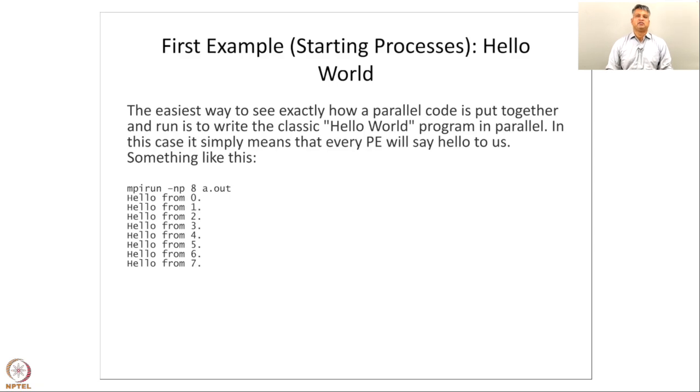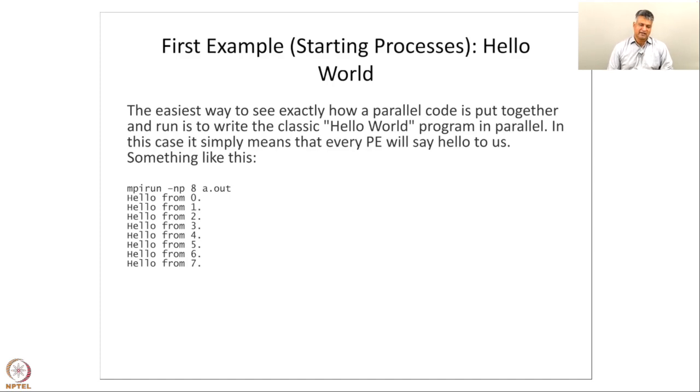So let's now look at a simple example of a hello world program. First, we need to know how to execute this program. I will show you the implementation of the simple hello world code very soon, but let us first look at how to execute it. So when you execute it, you have to issue a command something like mpirun -np 8 a.out. So let us first decipher this statement.